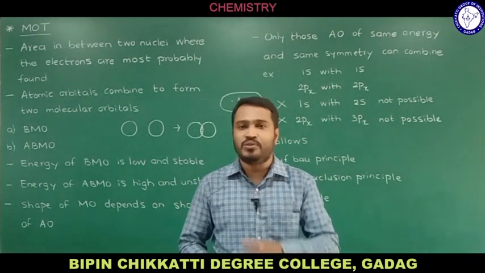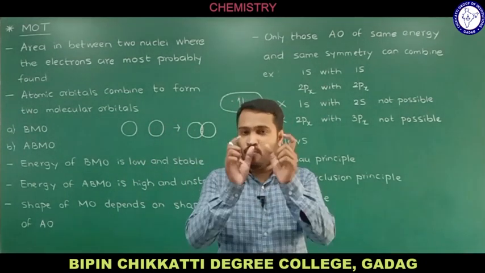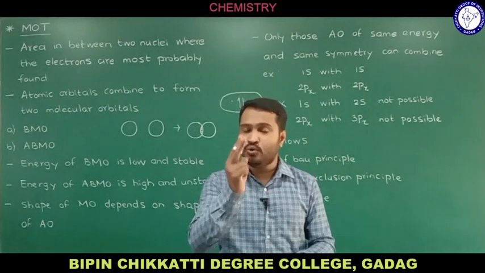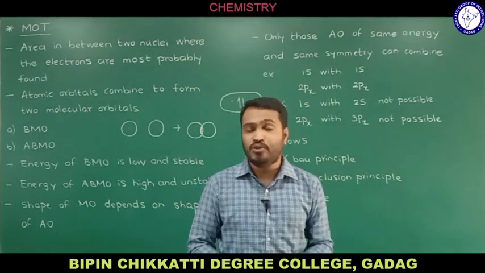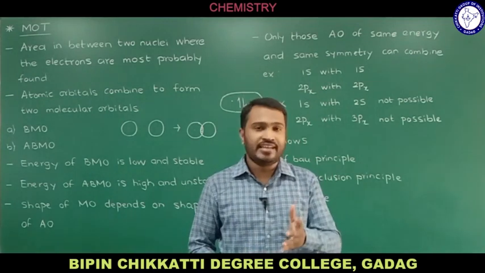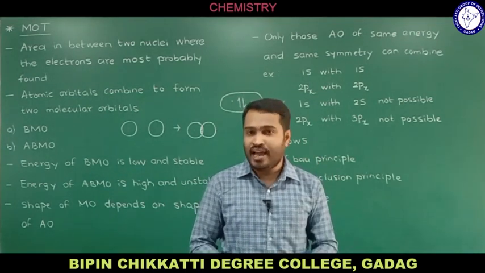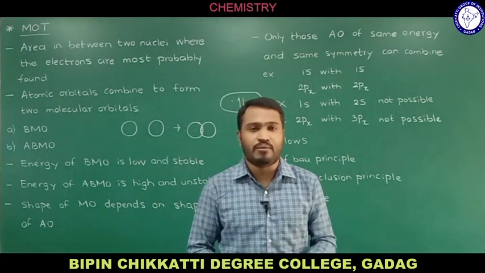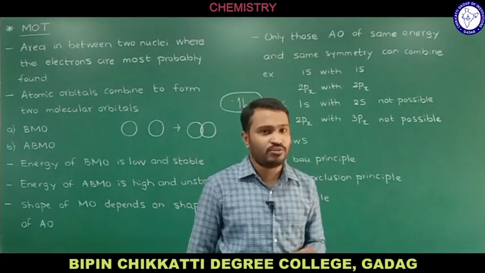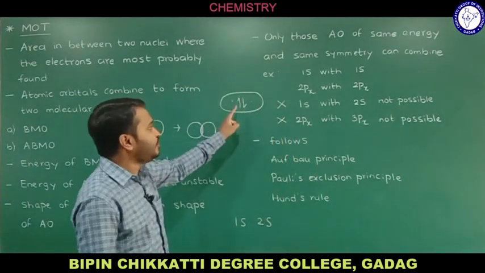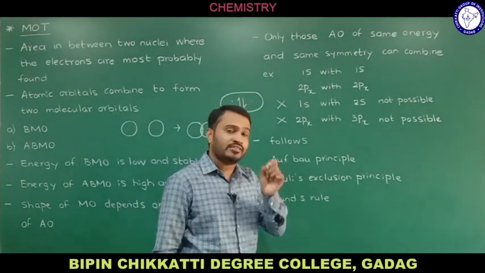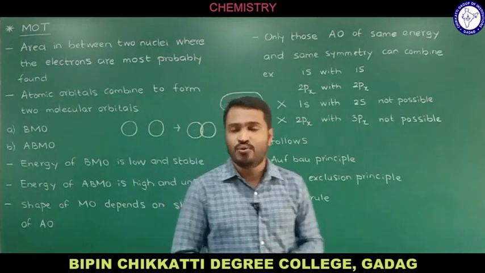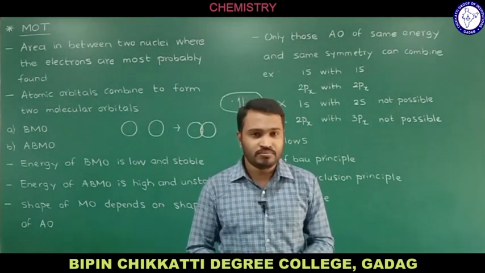Pauli's exclusion principle, as I said: in one molecular orbital there will be 2 electrons of opposite spin. Only electrons of opposite spin can be paired, or you can say no 2 electrons can have the same set of 4 quantum numbers. That corresponds to Pauli's exclusion principle. As I said, we need to write only 2 electrons of opposite spin, and that is termed as Pauli's exclusion principle. One more rule has to be followed, that is Hund's rule.